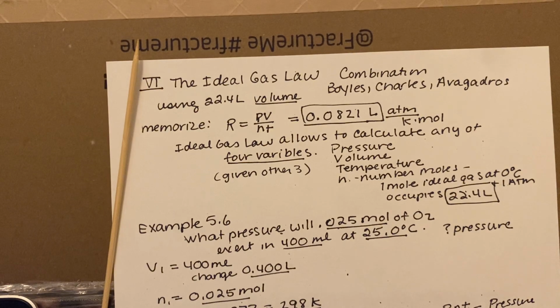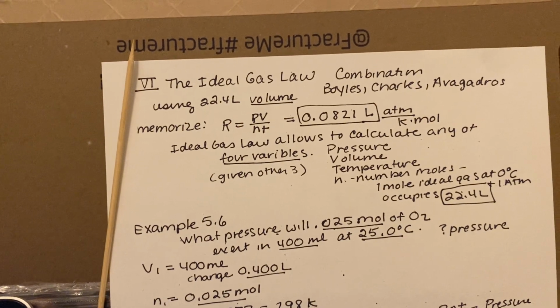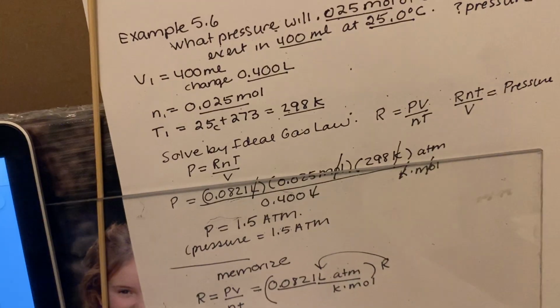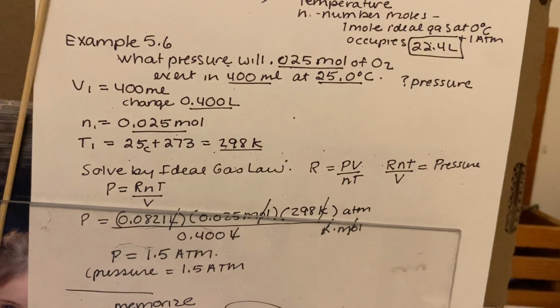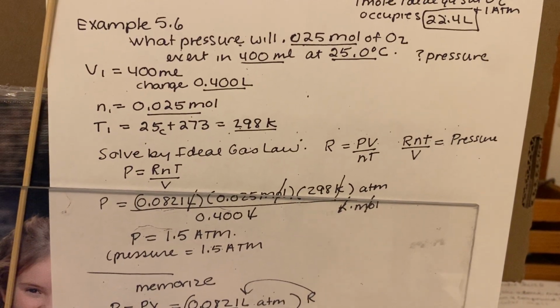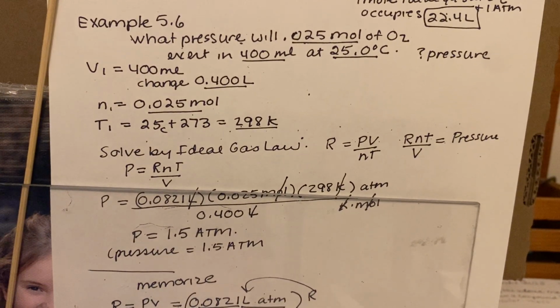So now we're going to do the equation. Basically, you need to know that formula to do the equation, right? So the question is: what pressure will 0.025 moles of oxygen exert in a 400 milliliter flask at 25 degrees centigrade? So how do we do this?